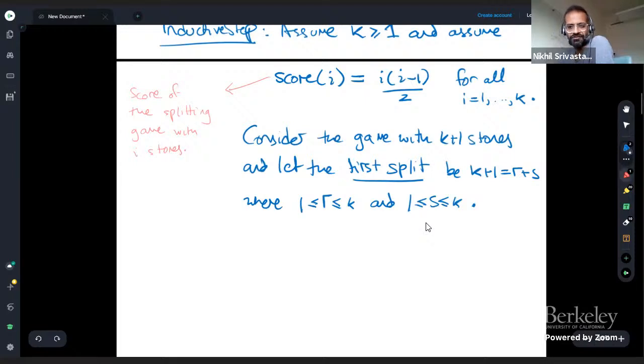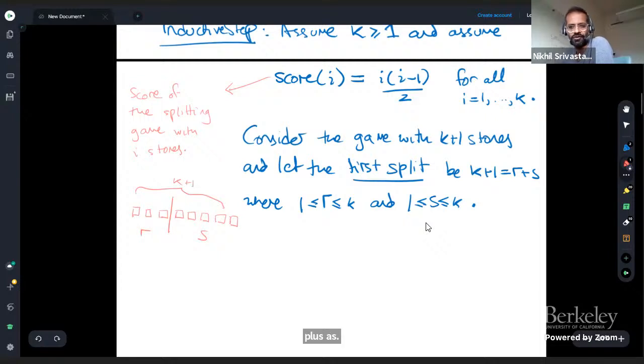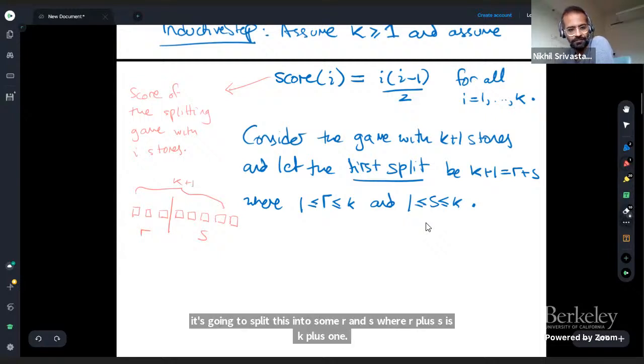So I'm going to draw a picture here on the side. The picture here is that there's some number of stones. We don't know how many there are. There are k plus 1 of them. And however many there are, there is a first split, and it's going to split this into some r and s, where r plus s is k plus 1. Sorry, that's not a very good picture.